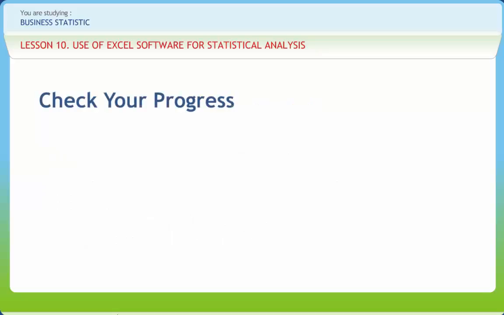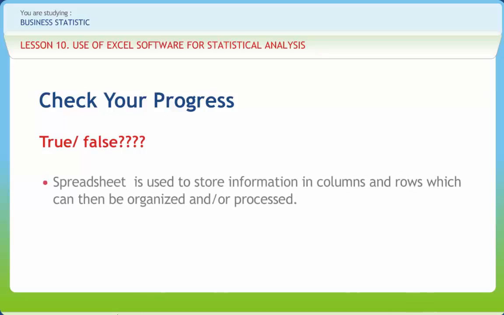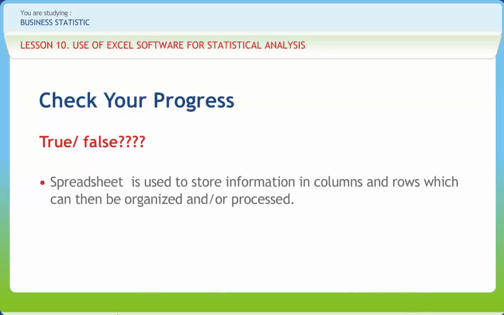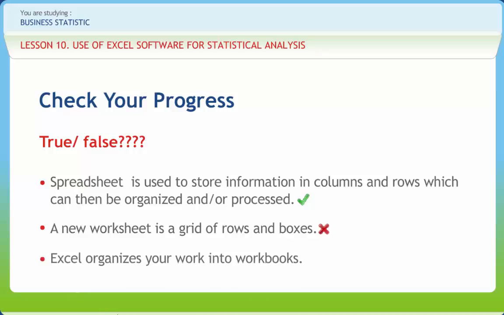Now let us check if we have understood the various concepts discussed in this lesson clearly. Spreadsheet is used to store information in columns and rows which can then be organized and or processed. Right or wrong? Right. A new worksheet is a grid of rows and boxes. Right or wrong? Wrong. Excel organizes your work into workbooks.